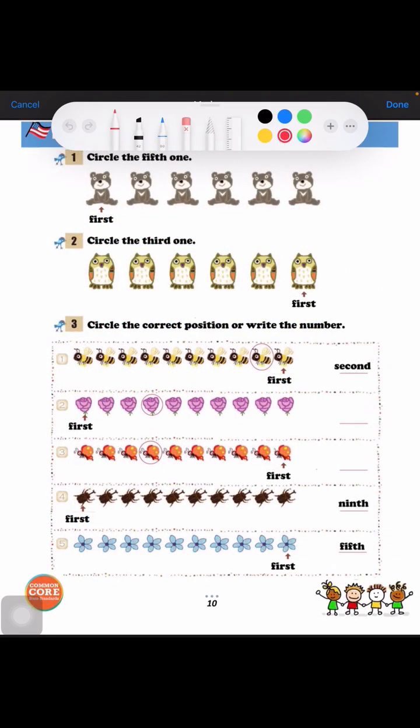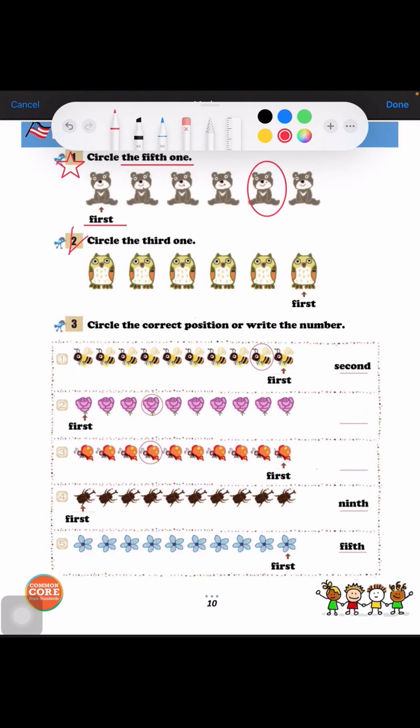Okay, now we move on to page 10. Question 1, we need to circle the fifth one. The one on the left hand side is the first one, and then we need to find the fifth one. First, second, third, fourth, fifth. This is the fifth one.